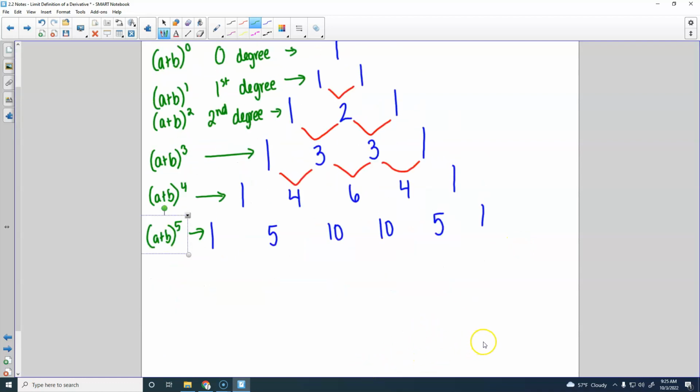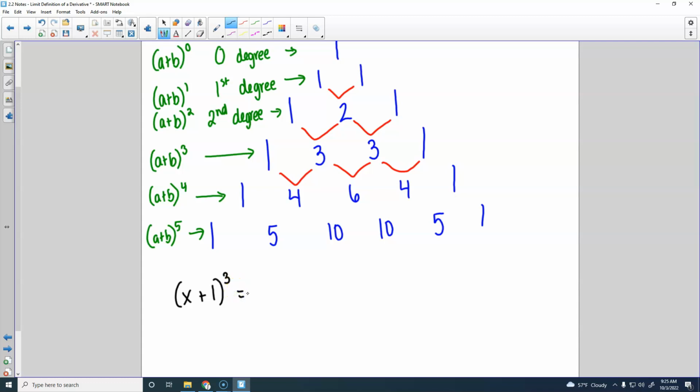So let's look at how to use this, because that still doesn't tell you much about how to use it, right? So if I have something like, let's say that we need to find x plus 1 to the third power.